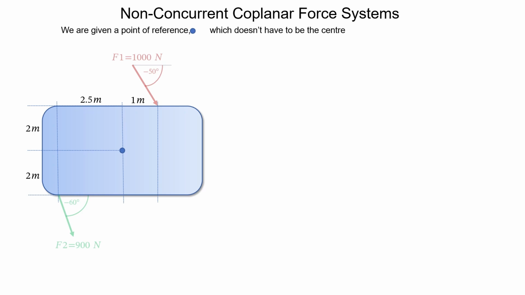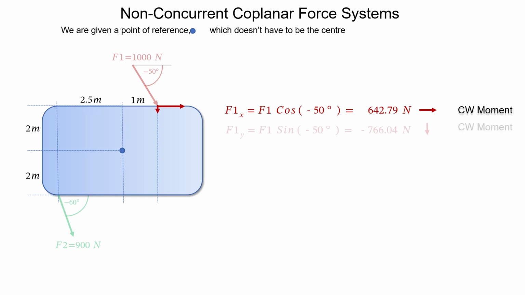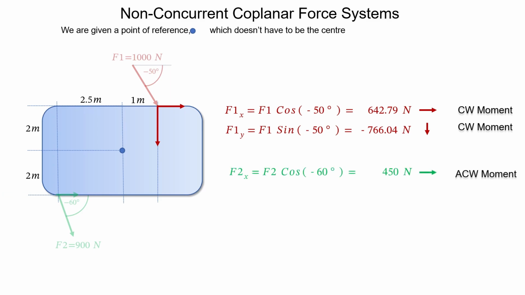And the first thing we're going to do is resolve the forces into the horizontal and vertical components using cos for horizontal and sine for vertical. And then by looking at where the forces are pointing and where they're placed, we can tell whether they're going to give a clockwise moment or an anti-clockwise moment.